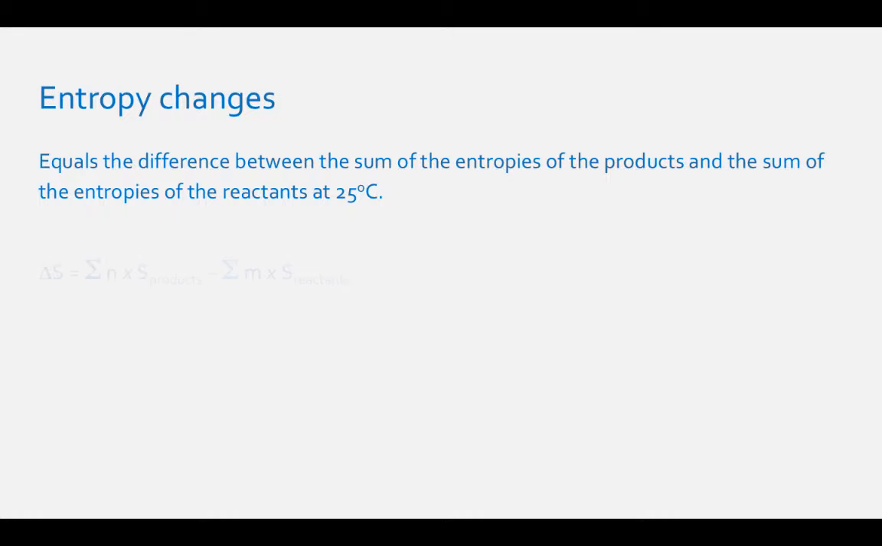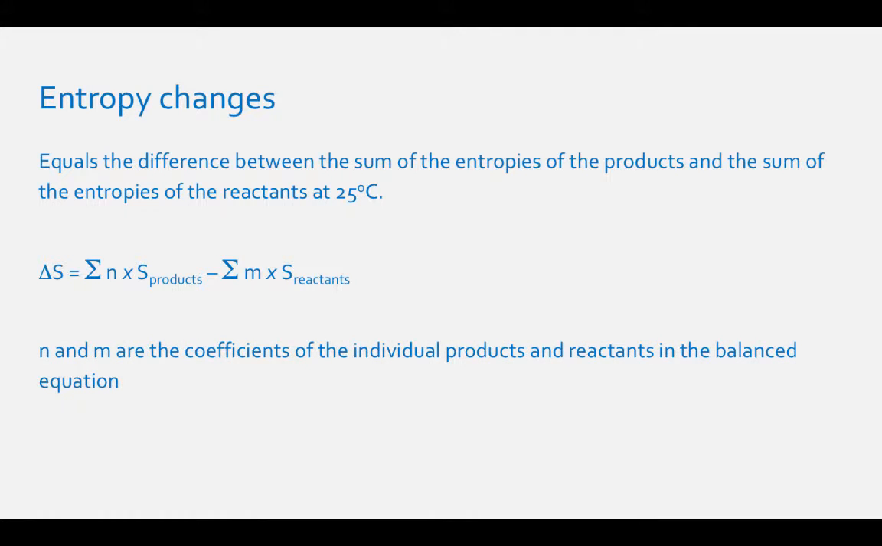The standard delta S of the reaction equals the product of all the coefficients of the individual products times their standard entropies summed, minus the product of all the coefficients of the reactants times their standard entropies summed. In the above reaction, N and M are the coefficients of the products and the reactants in the balanced equation.